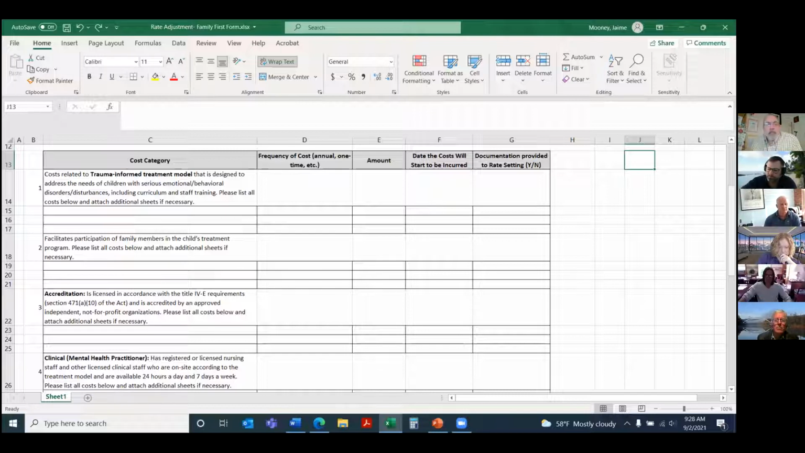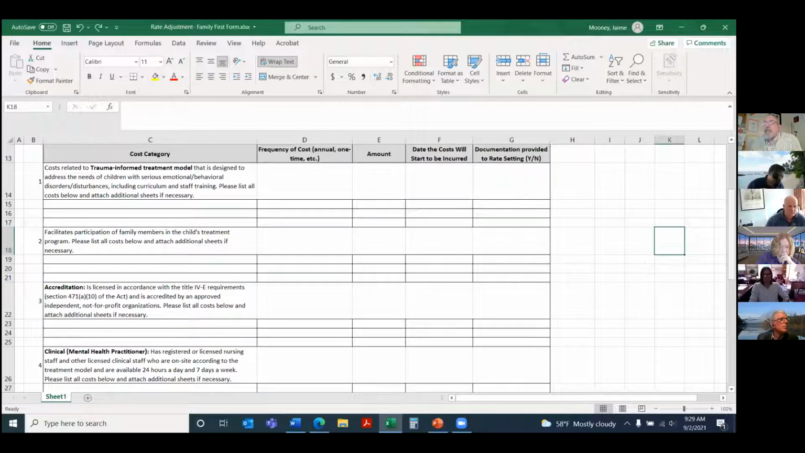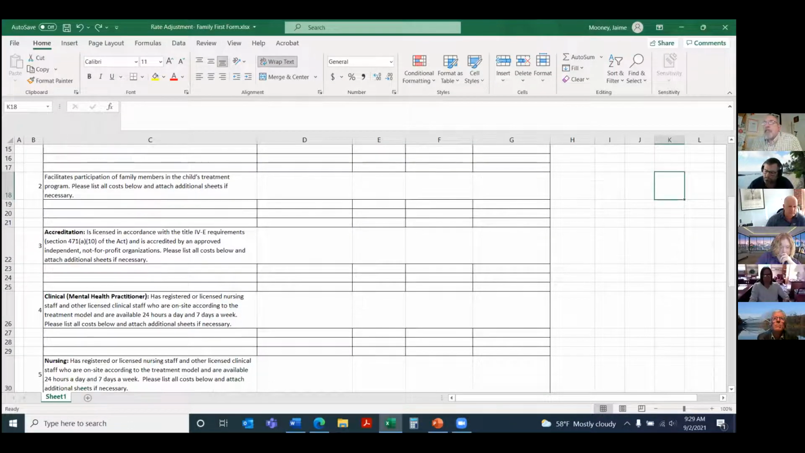The first one is cost related to a trauma-informed treatment model that is designed to address the needs of children with serious emotional behavior disorders, including curriculum and staff training. So we ask that you list all the costs below in these three rows here, and to also please attach any additional sheets if you're unable to fit it in these three rows. We ask that for all the cost categories. So the next one is facilitates participation of family members in the child's treatment program. Please list all costs below again and attach any additional sheets.